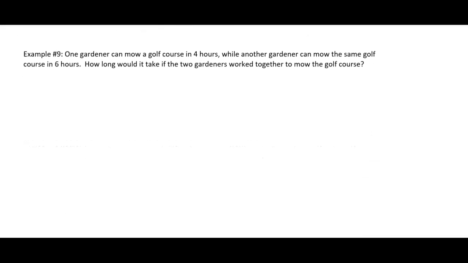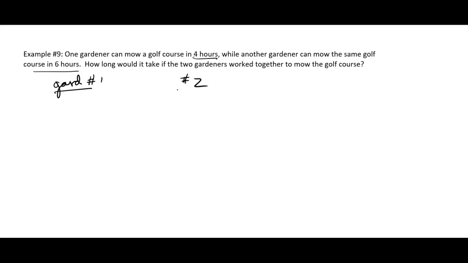So now we have an actual example here. One gardener can mow a golf course in 4 hours. Okay, so that's one person. While another gardener can mow the same golf course in 6 hours. Okay, so they don't get names, but gardener 1 and gardener 2. Okay, how long would it take if the two gardeners worked together to mow the golf course?